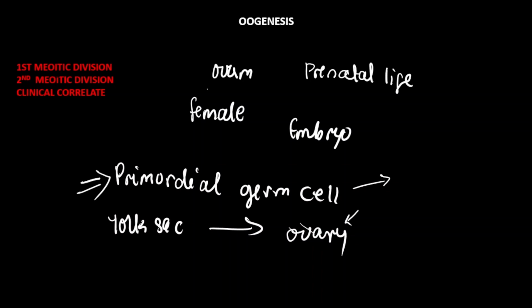They differentiate into oogonia. Now these oogonia cells multiply. They proliferate by mitosis. The word used is proliferation, and it's simply a fancy word for multiplication. The oogonia multiplies or proliferates in the developing ovary of the embryo by mitosis.